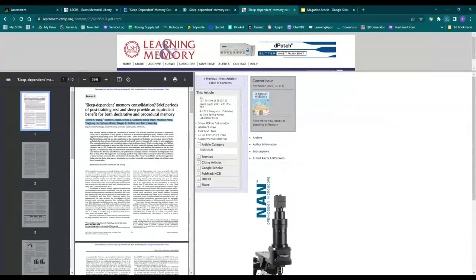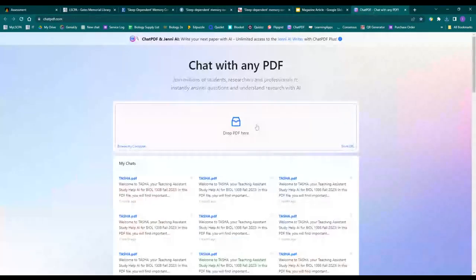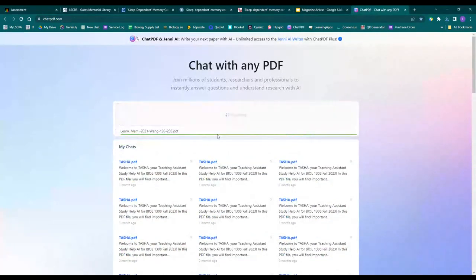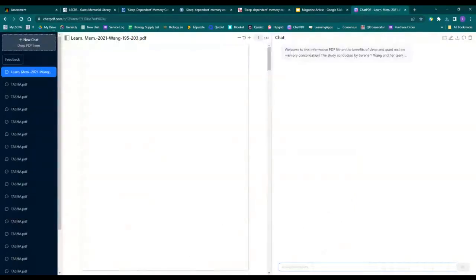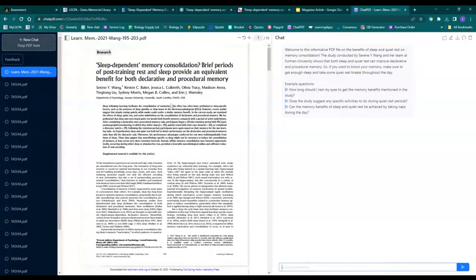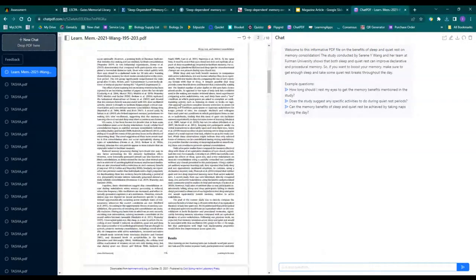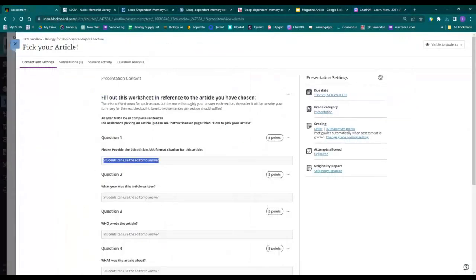Now, I have my PDF article, which I'm downloading and saving. Okay, and if I'm having a hard time understanding it, one trick that I like to use is going to Chat PDF. It's a free website, and I can add my PDF that I just had. And this is going to give me an opportunity to chat with this journal article. Okay, so I want to ask it who wrote the article. I really shouldn't have to because it's right here at the top. So I can again just copy paste this and put it into my assessment.